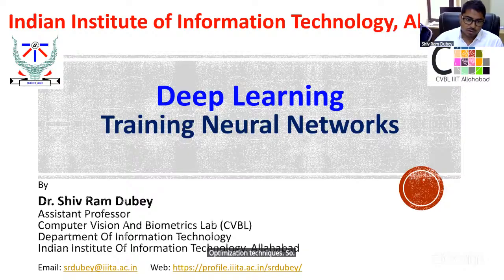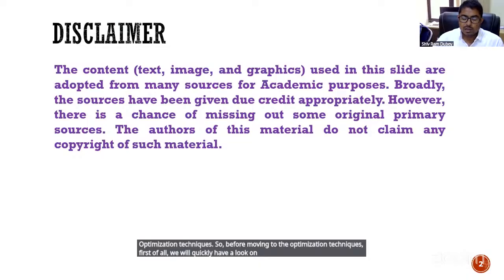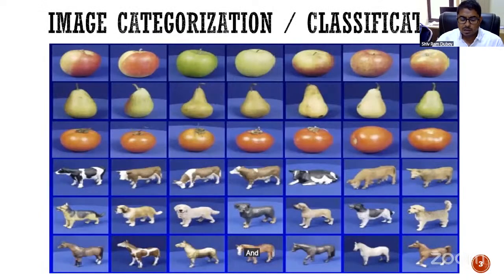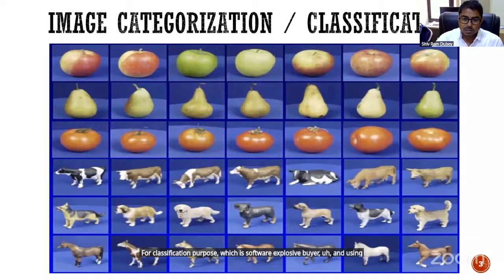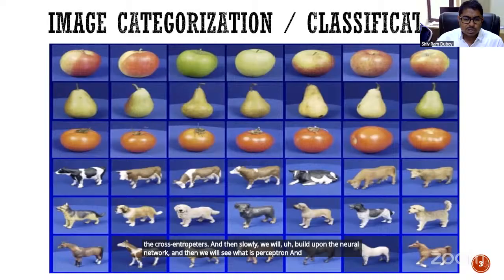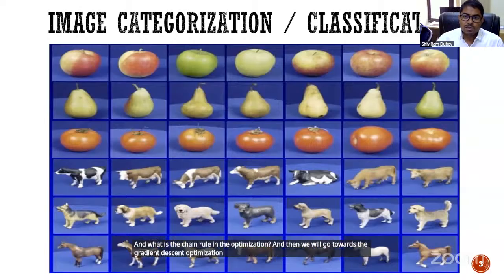Before moving to the optimization techniques, first of all, we will quickly have a look at a very general classification problem. And also we will see one of the classifiers very commonly used in deep learning for classification purposes, which is the Softmax classifier using the cross-entropy loss. And then slowly we will build upon the neural network, and we will see what is a perceptron, what is a neural network, and what is the chain rule in the optimization. And then we will go towards the gradient descent optimization methods, and we will see different optimizers in that case.